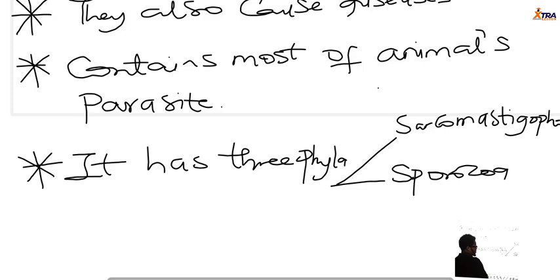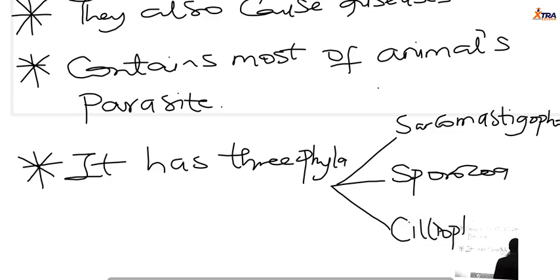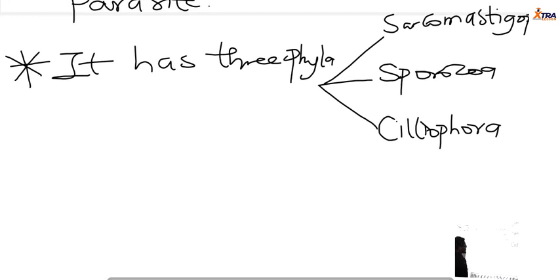And then finally you have the Ciliophora. That's where you have your Balantidium coli. Most of the protozoans of interest, those that actually cause disease, are between 2 phyla, Sarcomastigophora and Sporozoa. So it has 3 phyla.